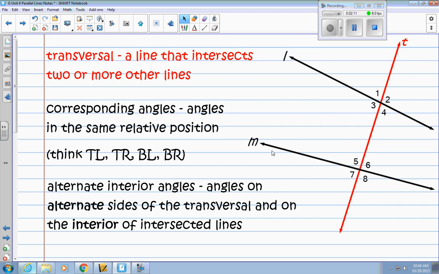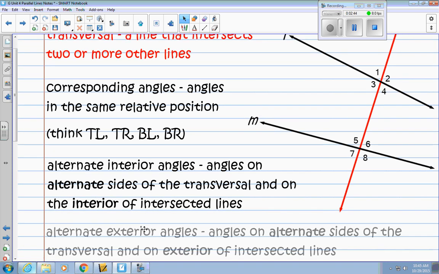So our lines are here, L and M. So angles on the inside of it are 3, 4, 5, and 6. You can see 1 and 2, 7 and 8 are outside our intersected lines. So alternate interior angles mean they have to be on alternate sides of the transversal and inside our parallel lines. So one pair of alternate interior angles in this case is angle 3 and angle 6. The other pair of alternate interior angles I'd like you to write down in your notes.